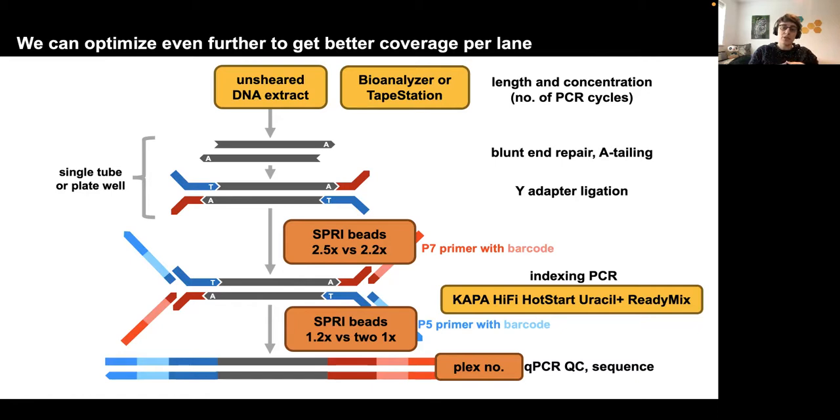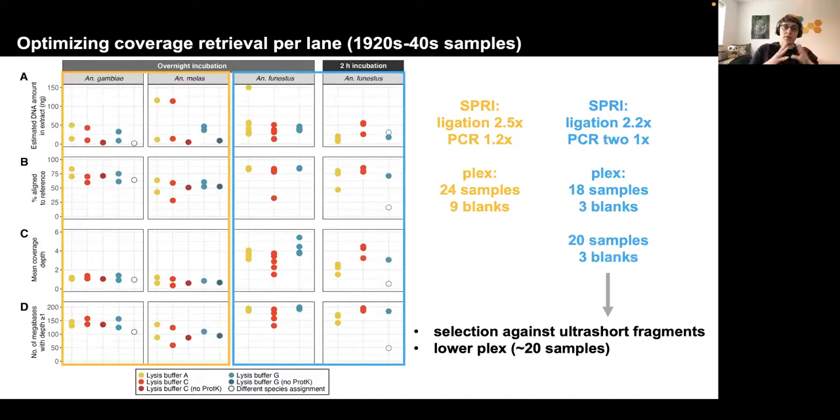Also at the end, we tried a few different plex numbers for the pools. That just means how many libraries and library blanks you put in the final pool. And so here are the results of that. Again, don't focus on the different colored dots or the different columns.